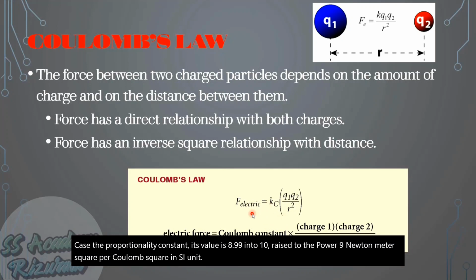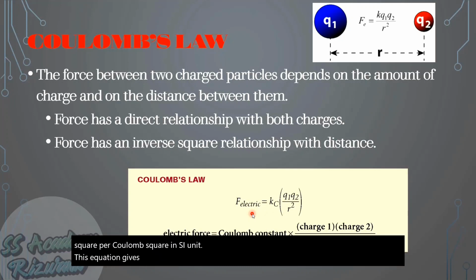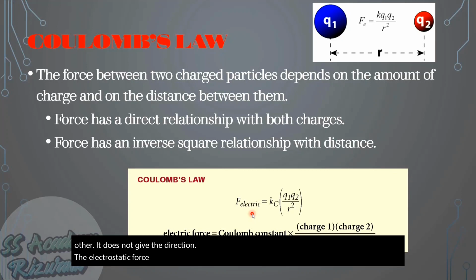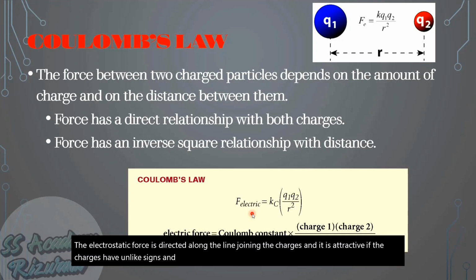This equation gives the magnitude of the electrostatic force that each point charge exerts on the other. It does not give the direction. The electrostatic force is directed along the line joining the charges, and it is attractive if the charges have unlike signs and repulsive if the charges have like signs.